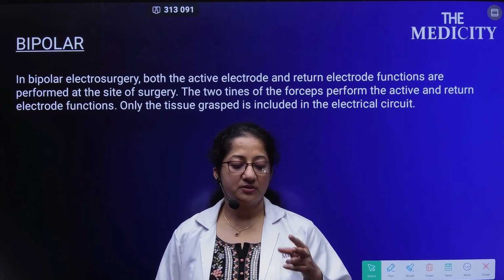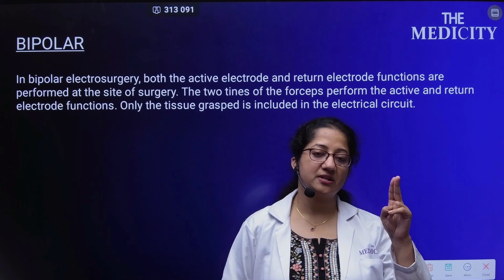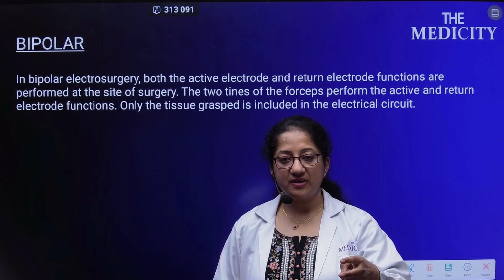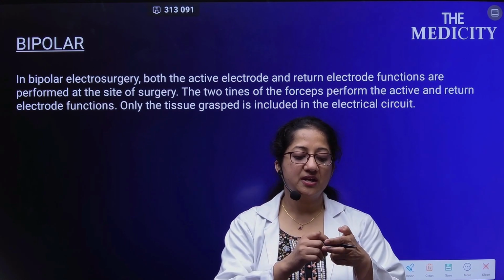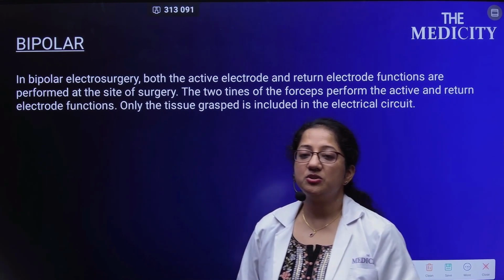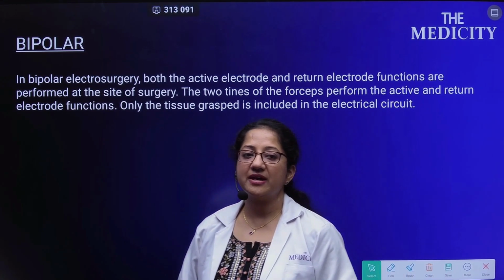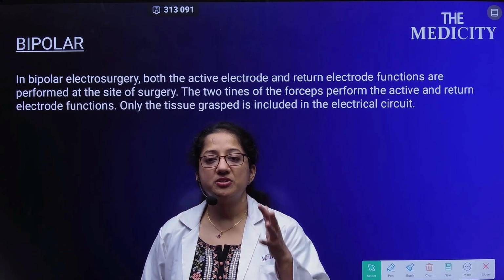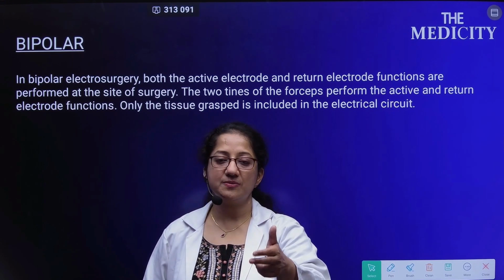In bipolar, the current gets transmitted only between the jaws of the bipolar. If we are holding a uterine artery and we are doing a bipolar, then only the artery gets cauterized. The two limbs of the forceps perform active and return electrode functions. Only the tissue which is grasped in the forceps gets cauterized.